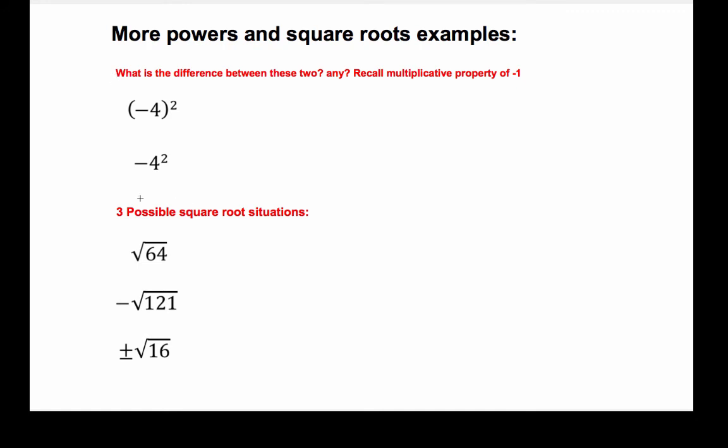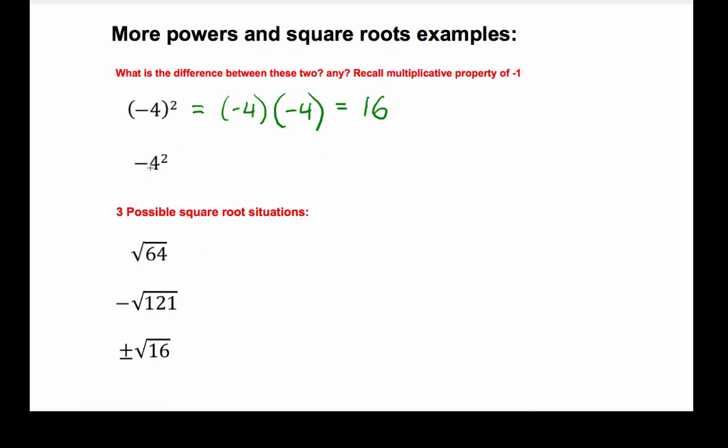Okay, so here in this first power, the quantity negative 4 squared, what is the base? Well, negative 4 is the base. So we're squaring negative 4. So remember, this means take negative 4 times negative 4. Simple multiplication problem. Negative times negative is positive. 4 times 4 is 16, so we know our answer is positive 16.